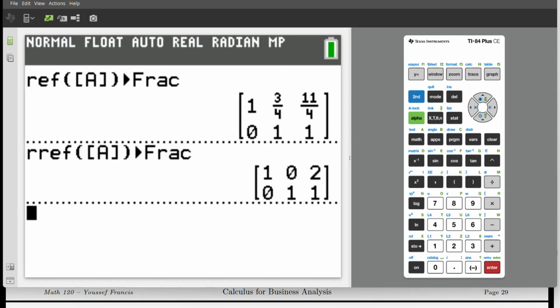And when I do that, I can see 1, 0, 2, 0, 1, 1. So that's going to give me the x and y instantly. The first row is saying 1x plus 0y is equal to 2. So 1x is 2, x is 2. The second row is saying 0 plus 1y equals 1. So that means y is equal to 1. And that's it. We're done.